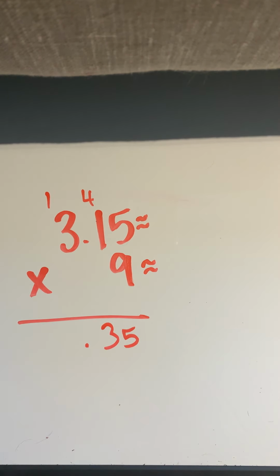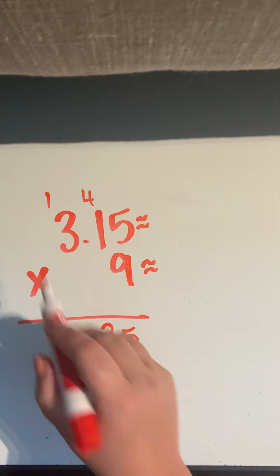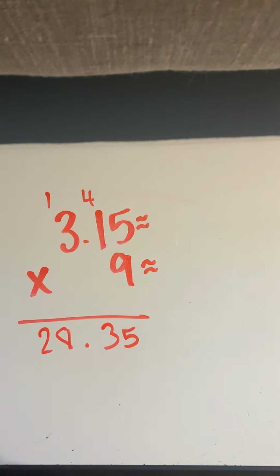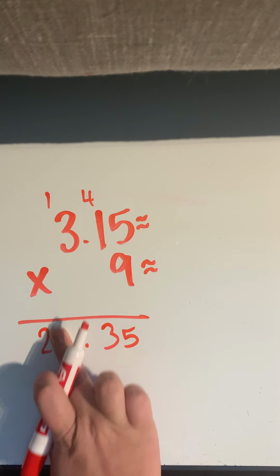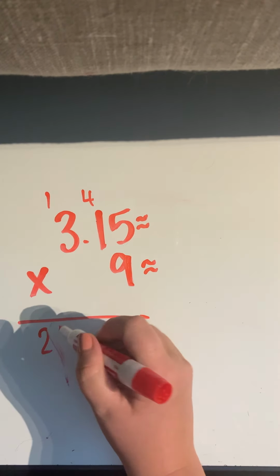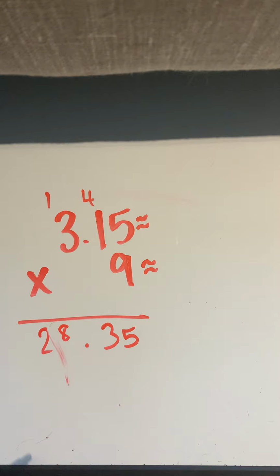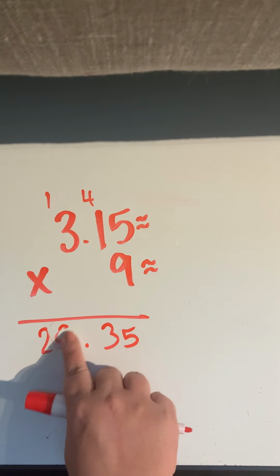Bring down your decimal. 9 times 3, 27, and your 1, 28. Ooh, let's make that 8 a little bit better. Well, that's the smallest 8 I've ever seen.